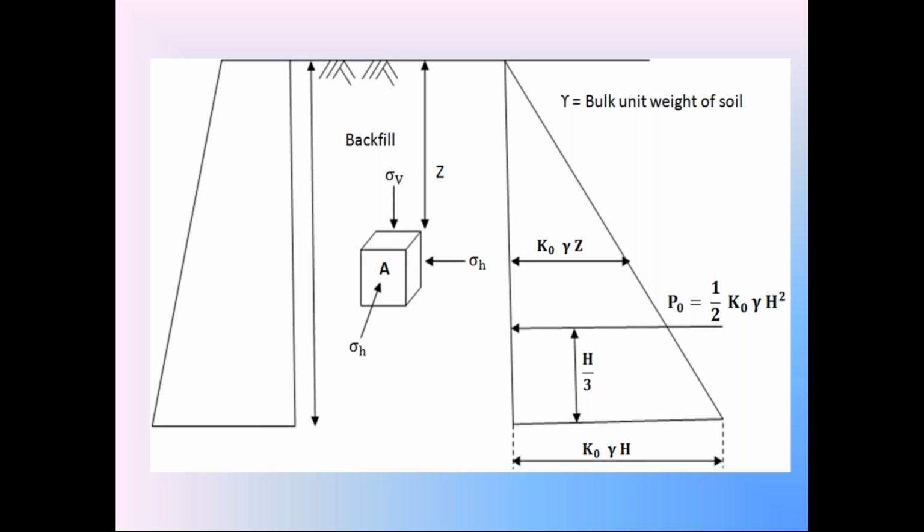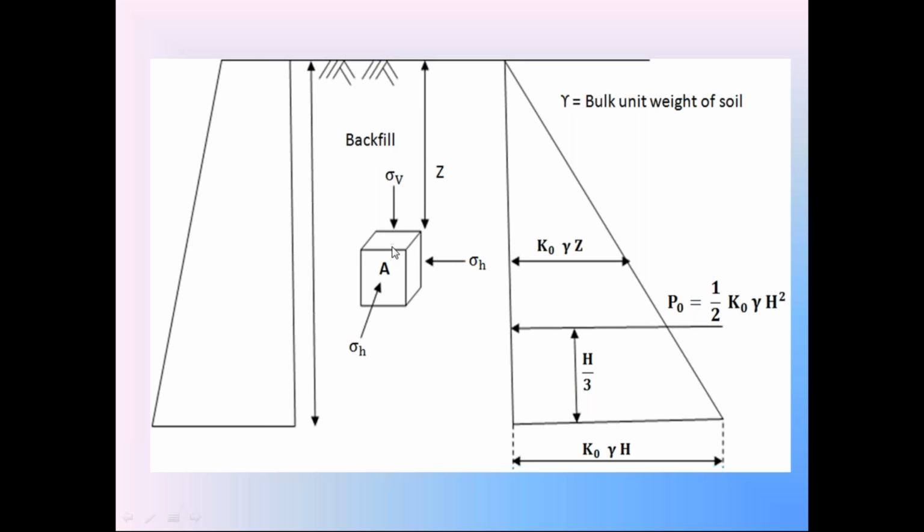Then we consider in the backfill the small soil element A. This is the soil element, a small portion. This soil element is at a vertical depth Z from the top of the backfill.